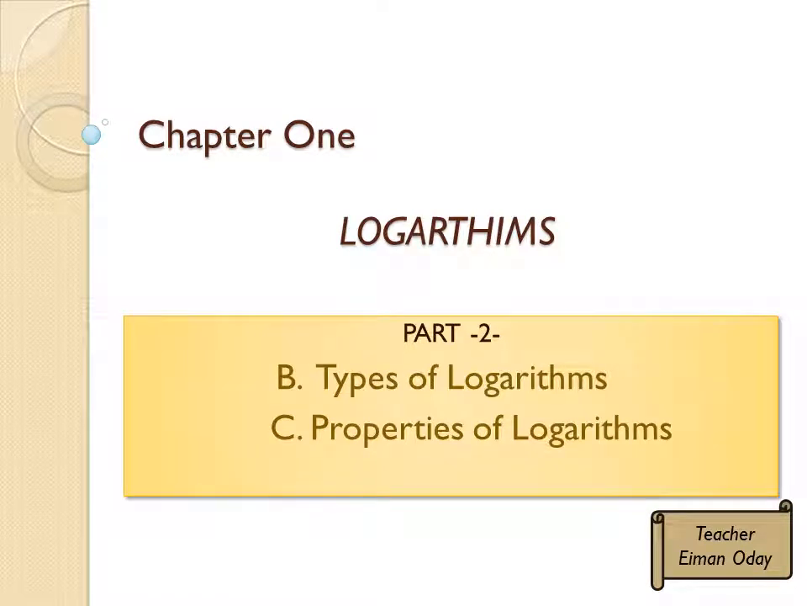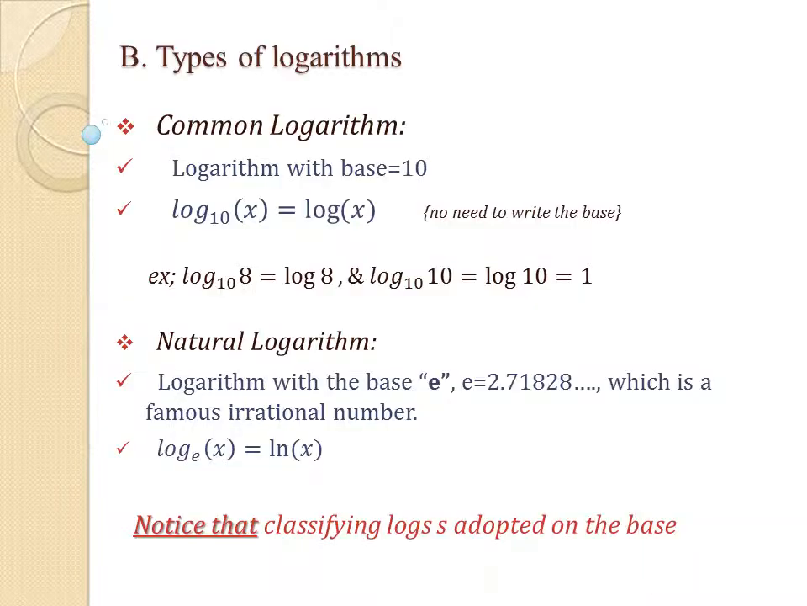On part 2, for logarithms, we will study types of logarithms and properties of logarithms. Now we have two types of logarithms that are the main types which are widely used. First one is common logarithm. The common logarithm is just a logarithm with base 10.